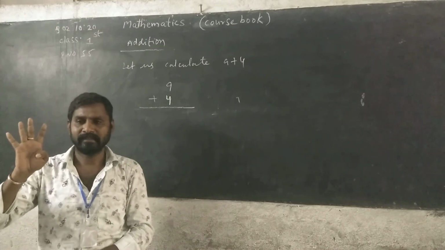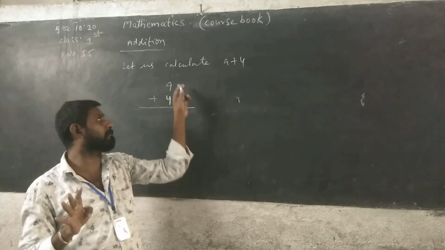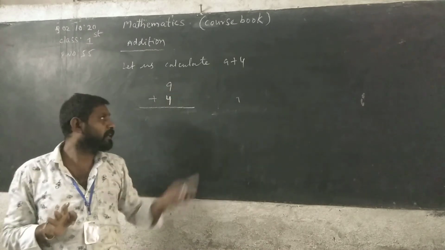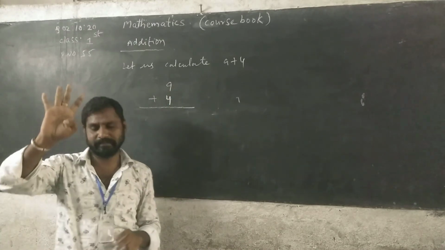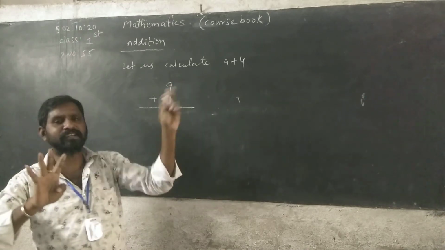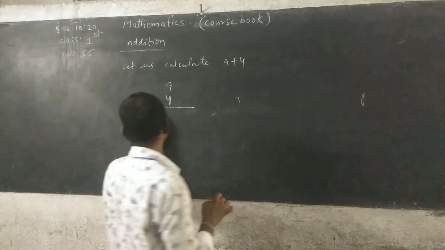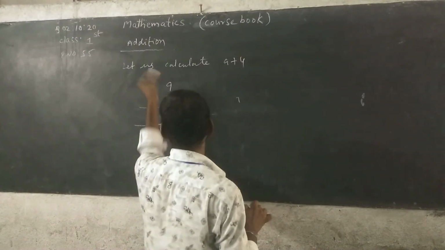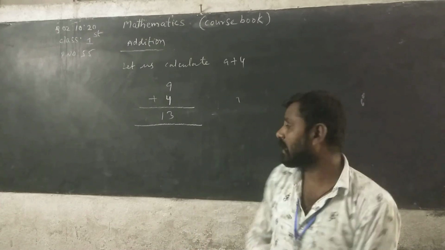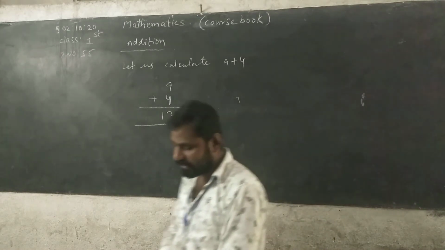Did you understand? So keep 9. What is the bigger number here? The bigger number is 9. Keep the bigger number 9 in your mind and take 4 fingers in your hand. Now count after 9: 10, 11, 12, 13. The answer is 13. So 13 is called its sum. The result of addition is called its sum.